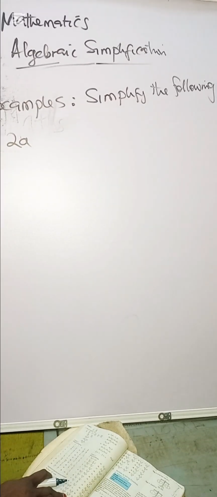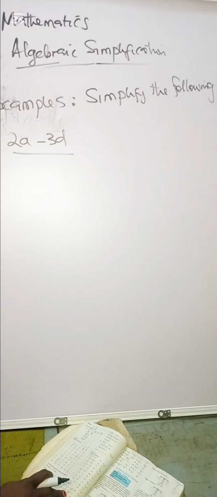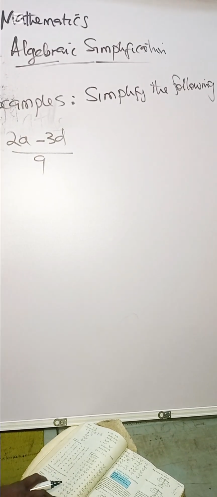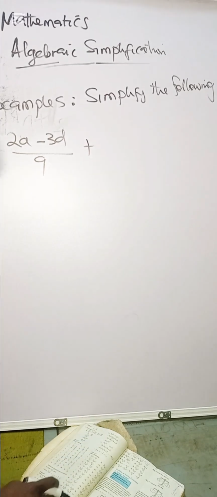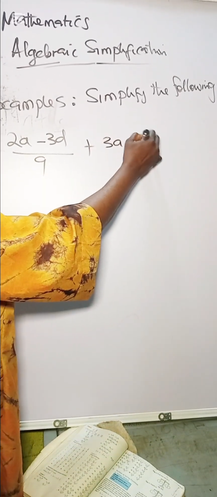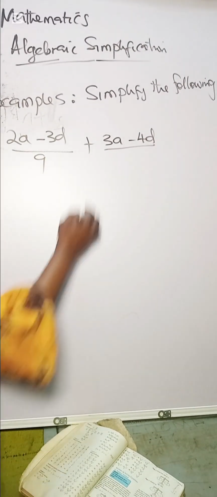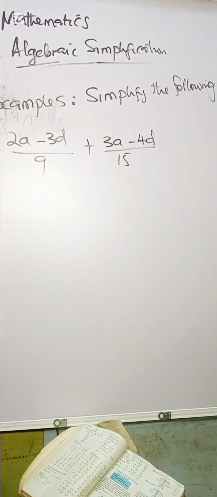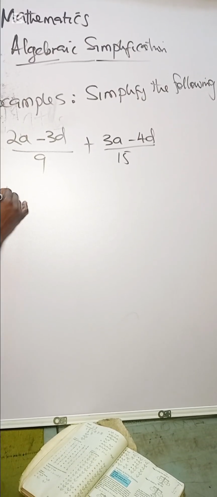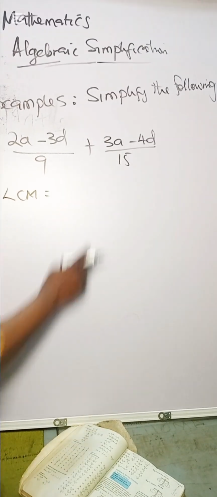2a minus 3d all over 9 plus 3a minus 4d all over 15. So the first thing we are going to do is what? We look for the LCM. Is it not? We look for the LCM. So LCM between 9 and 15 will give us what?